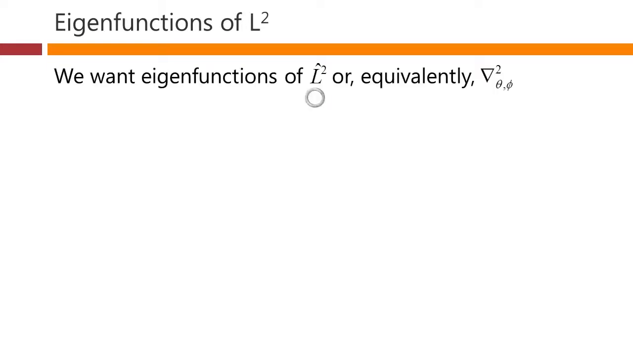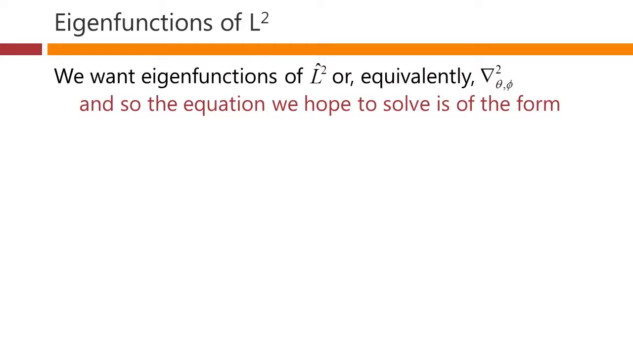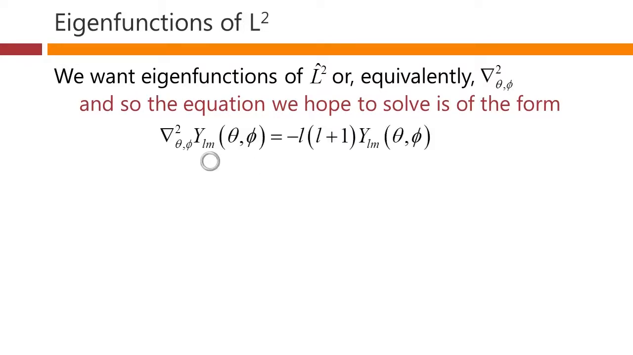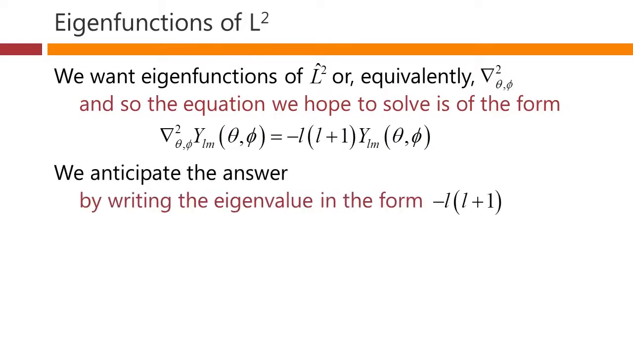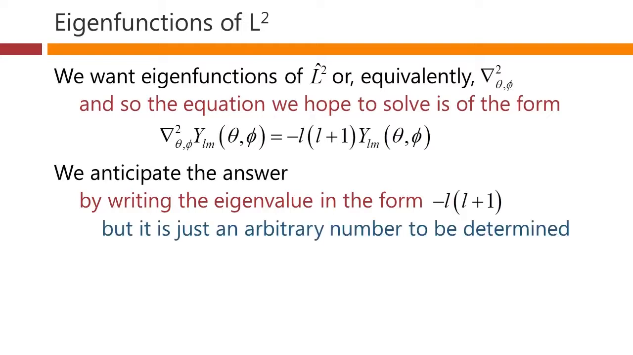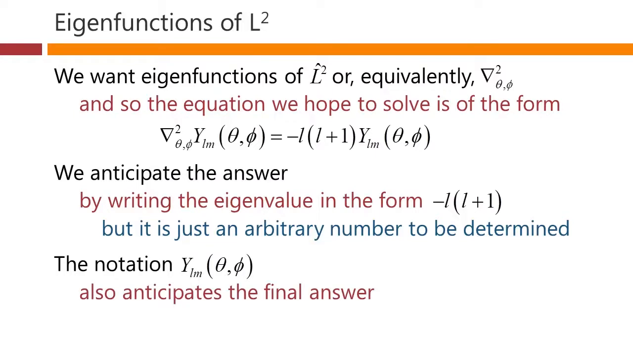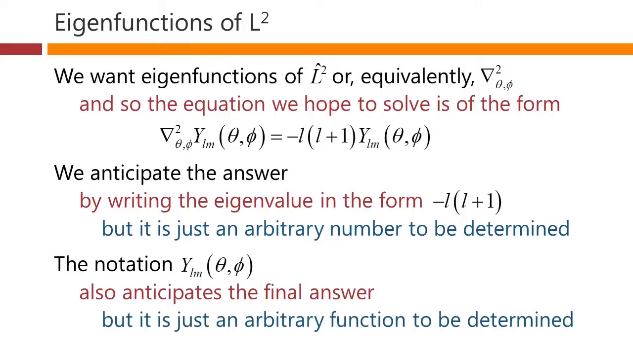We want eigenfunctions of L squared, or equivalently of this operator del squared theta phi, and so the equation that we hope to solve is something we could write in the form del squared of some function of theta and phi, which we still have to figure out, is equal to some number times this same function. Of course, in writing this down, I'm anticipating the answer, but at the moment this L into L plus 1, with the minus sign in front of it, is just an arbitrary number. We've still got to determine it, and these functions also are just arbitrary functions that we've still got to determine. But this particular notation I've used here anticipates the final answer, which will be things called spherical harmonics. But at the moment, this is still just an arbitrary function to be determined.